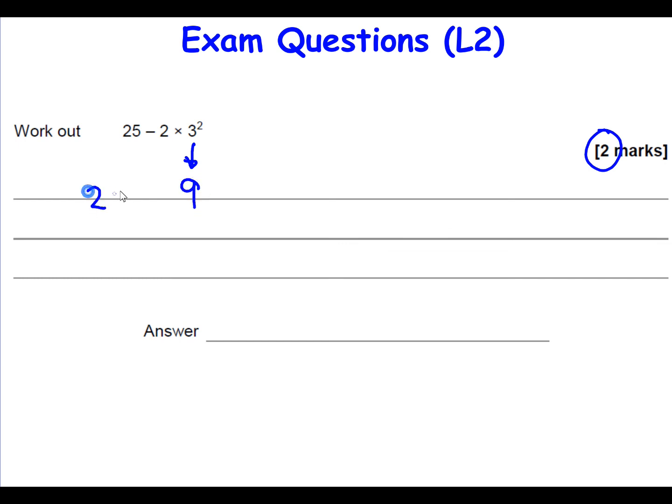So we then end up with 25 minus 2 times 9. BIDMAS tells us to do the 2 times 9 next because multiplication is a higher priority than subtraction. So 2 times 9 is 18, so it becomes 25 minus 18, which is 7. So the answer for 2 marks is 7. 1 mark for the correct answer and 1 mark for some working out.